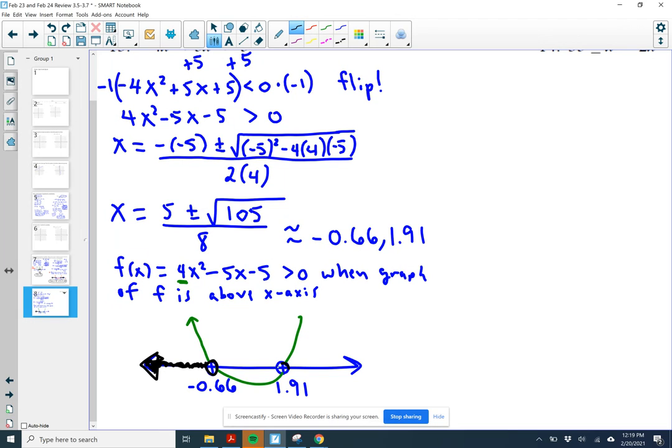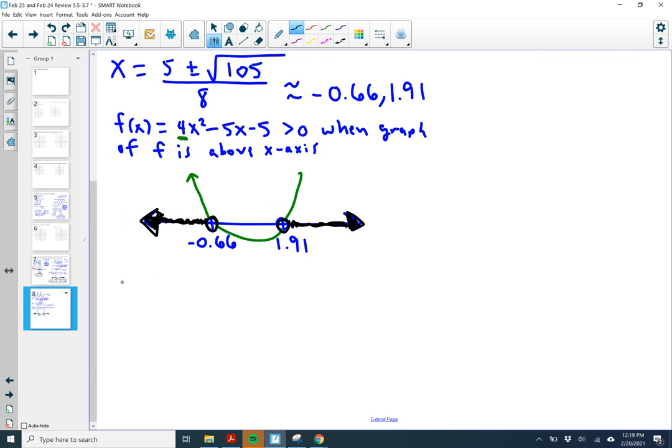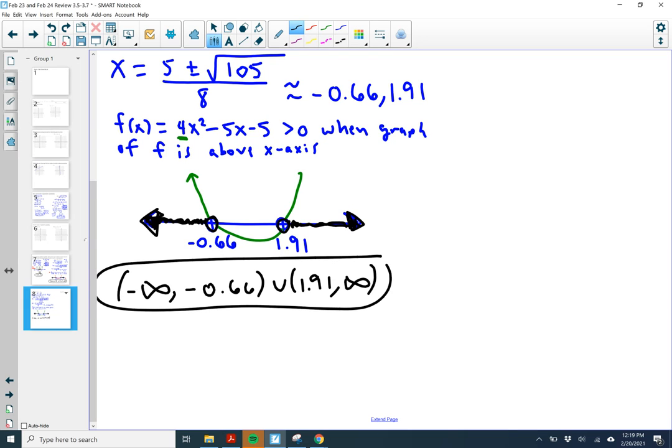And over here on the right of 1.91. Let's write our answer using interval notation. So we'll go from negative infinity to negative 0.66 union with 1.91 to infinity. And there's our answer using interval notation. The graph is already shown.